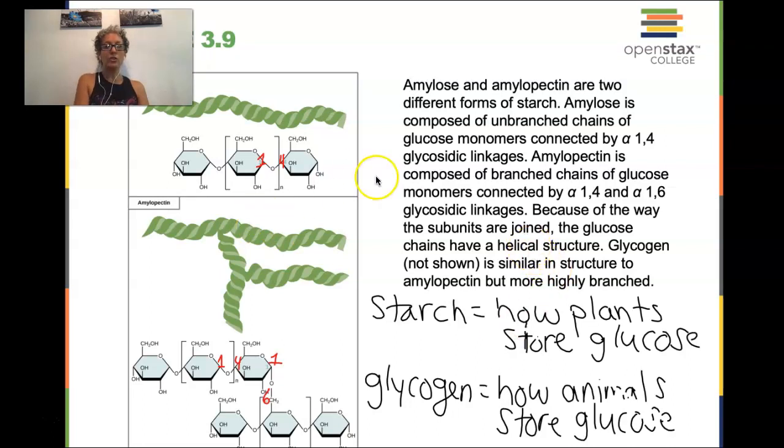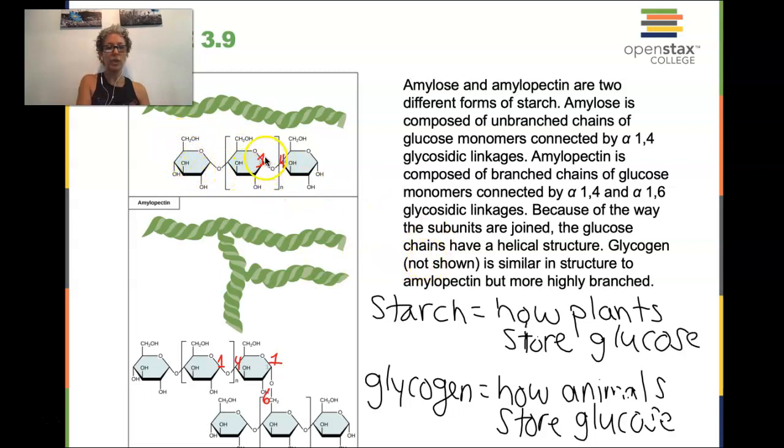If we look at the cartoons, amylose is this coiled molecule that's more or less linear. And amylopectin has those coils, but then the coils branch off from each other. And that is because of where the glycosidic bond forms between the two molecules of sugar. So we have our linking here.